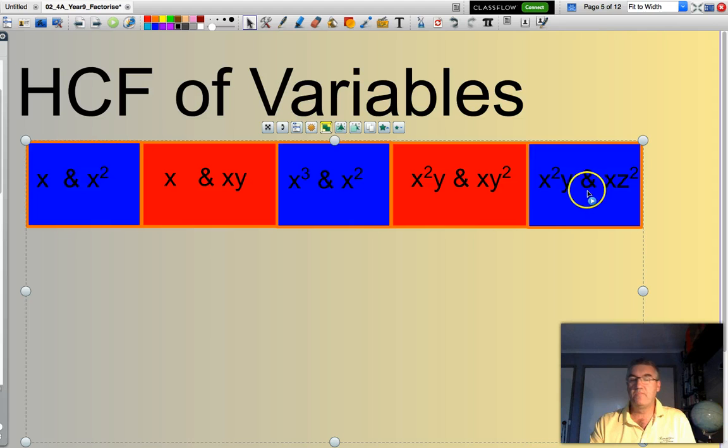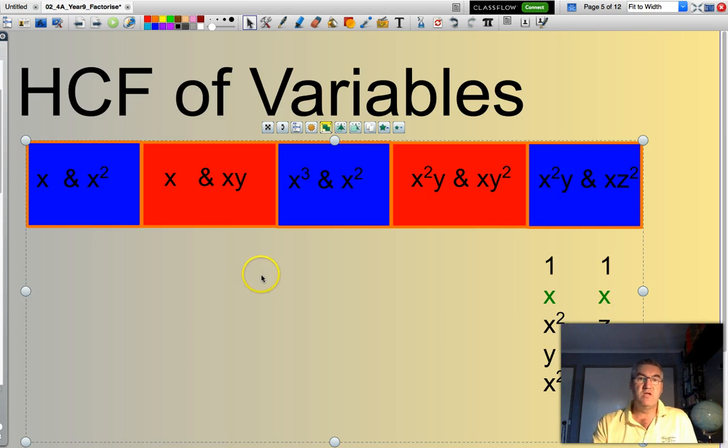And the last one, x squared y and xz squared. Again, let's list all the factors. 1, x, x squared, y, x squared y. And I've got on this side here 1, x, z, z squared, and xz squared. Hopefully you can start to observe that pattern when I list all those factors. And again, highest common factor is the x.